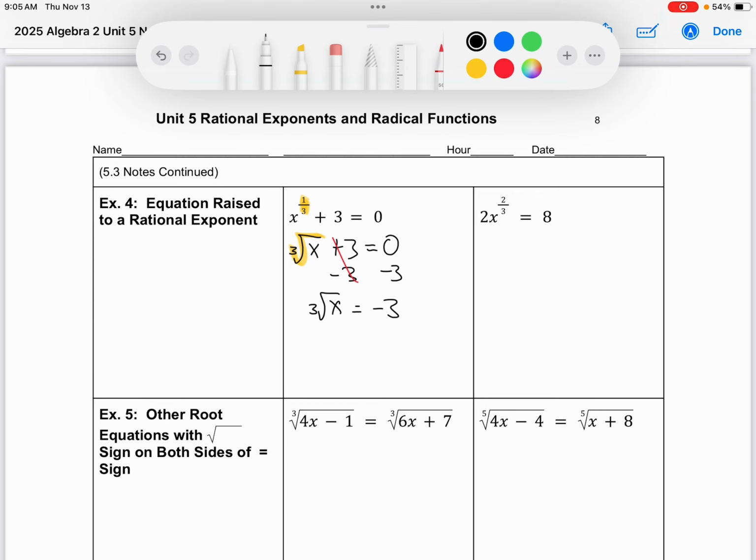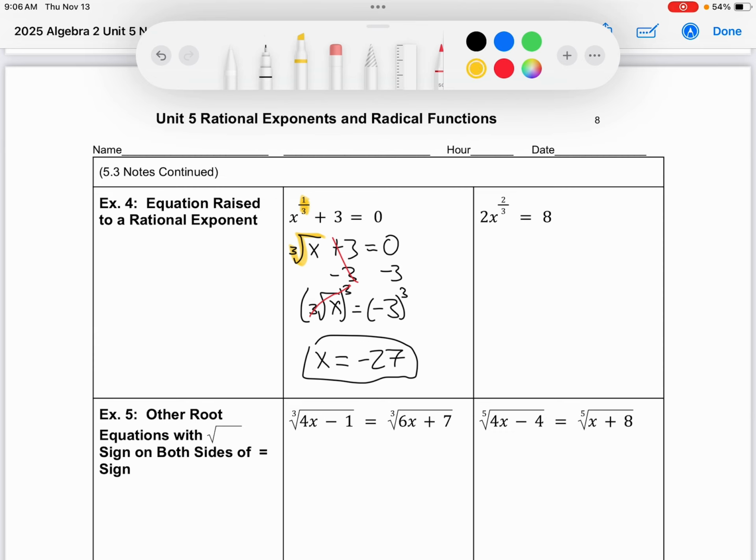And then from here, it's very similar to the ones we've been doing. Since I have the cube root, I would eliminate that radical by cubing both sides, or taking both sides to the power of 3. That cancels, the power of 3 cancels out with the cube root, and so that gives me x equals negative 3 to the power of 3 is negative 27. So x equals negative 27 is our solution for number 4.